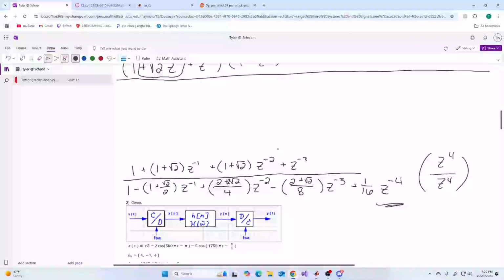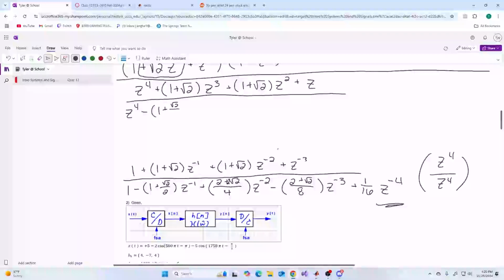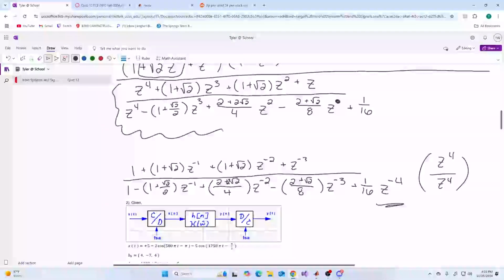So I'm going to have Z to the power of 4 plus (1 plus root 2) Z to the power of 3 plus (1 plus root 2) Z to the power of 2 plus Z, all divided by Z to the power of 4 minus (1 plus root 2) divided by 2, Z to the power of 3 plus (2 plus 2 root 2) divided by 4, Z to the power of 2 minus (2 plus root 2) divided by 8, Z to the power of 1, I'm just going to leave that alone, plus 1/16. So we have this function here.